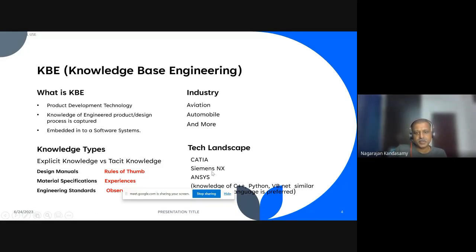Commercial product usage: there are several tools which already have this concept inbuilt, or as add-ons. A few things I could immediately relate to would be CATIA and NX from Siemens. These tools already have this concept embedded or incorporated into them.